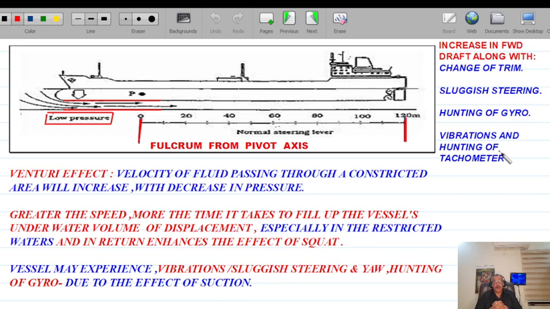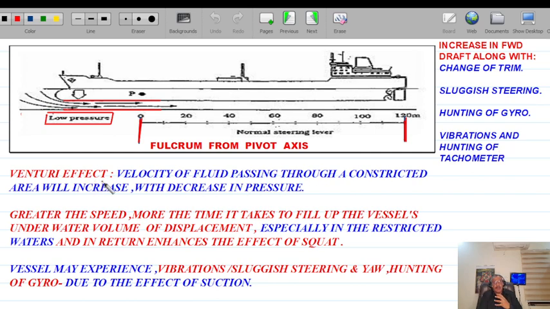Now if you encounter any of these, that is, change of trim will take place, of course, but the steering will become sluggish. Your gyro may start hunting even on hand steering, and there will be vibrations, and the engine room RPM tachometer may start to hunt. So these are the indications that yes, you're coming into a shallower depth than what you expected. So also keep a check regularly and monitor your echo sounder readings and compare them with respect to the depths which are marked in the chart. Of course, the height of tide is another element which I have talked about in the next slide.